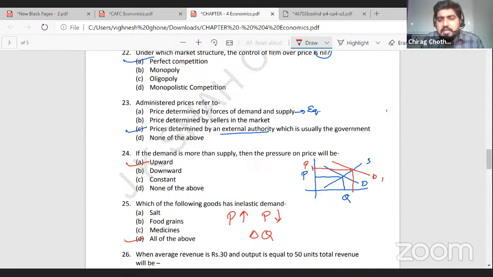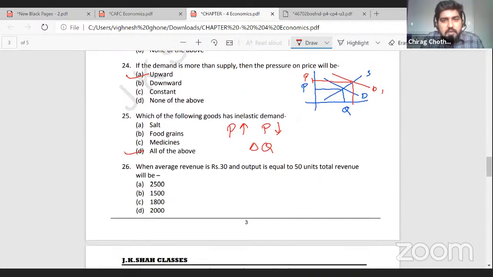Simple. Next one. When average revenue is 30 and output is 50, total revenue will be dash. Okay. Now, what is the formula for average revenue?